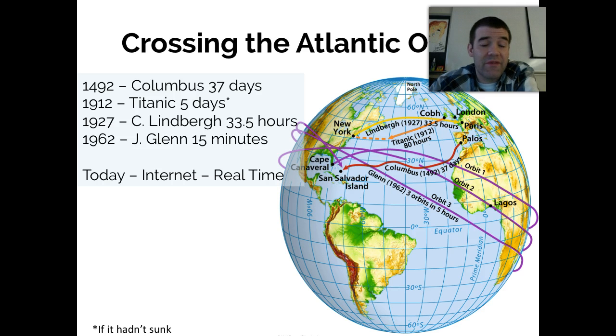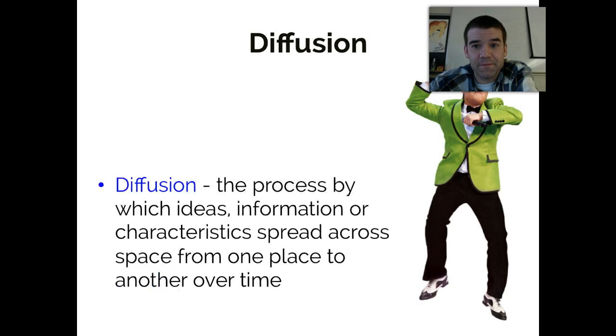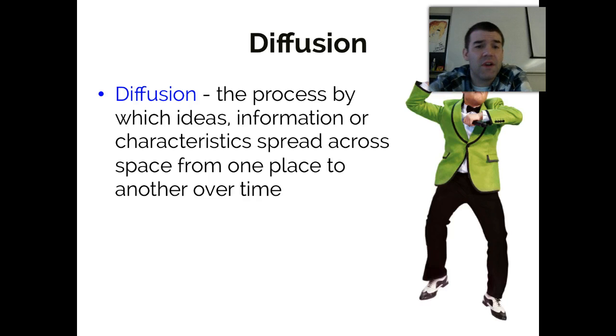Now, we might not be able to physically go there yet, but we can transmit information or diffuse information very quickly. So this concept of diffusion, again, is just the process by which ideas, information, or various characteristics are going to spread across space from one place to another. There's carriers to diffusion, or that allow this to happen, and there's also barriers.